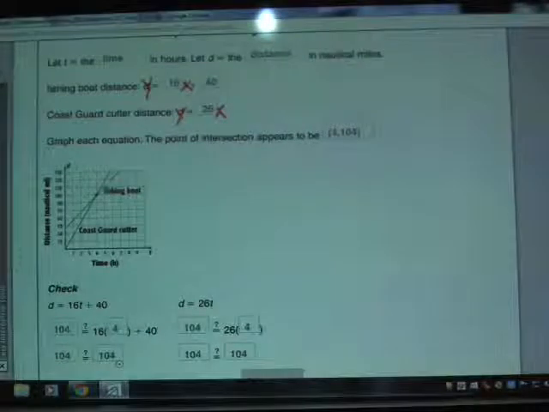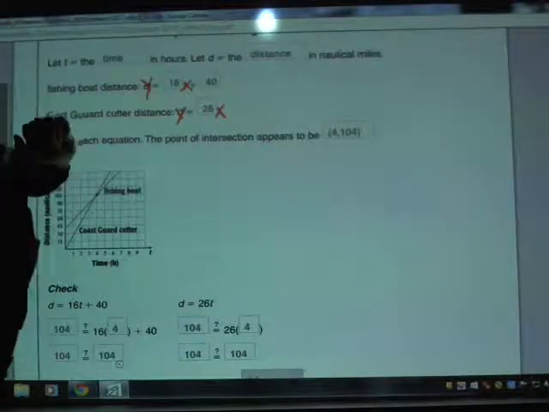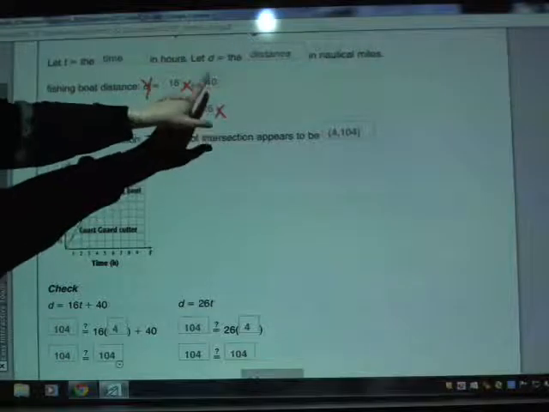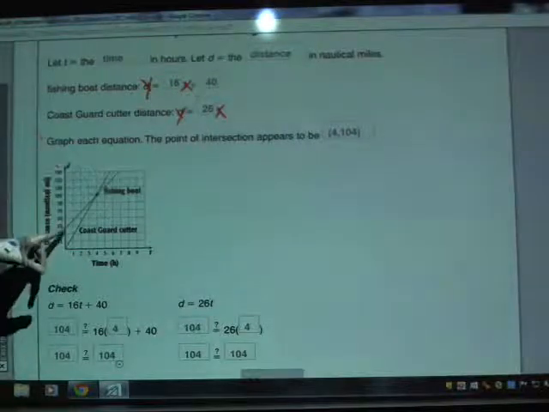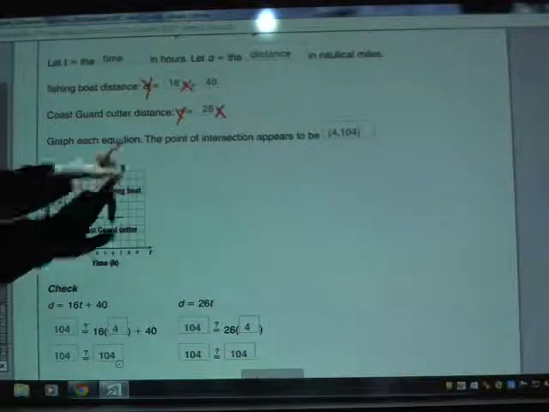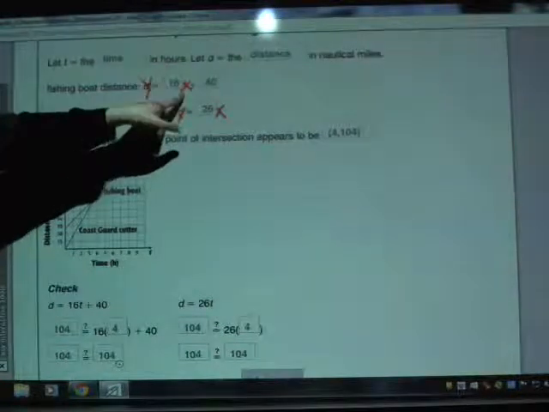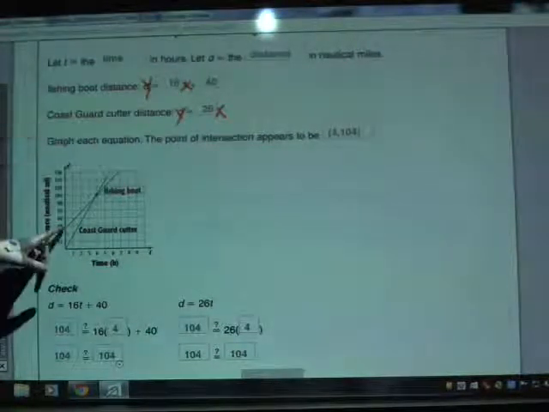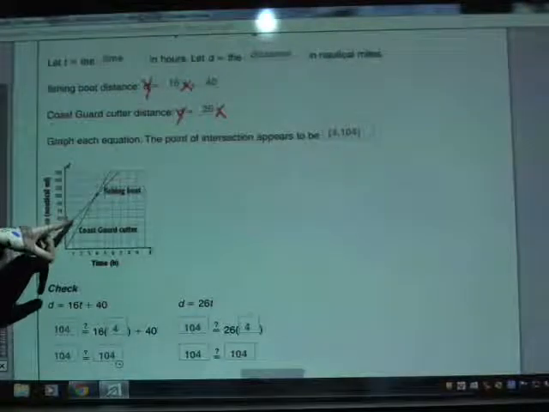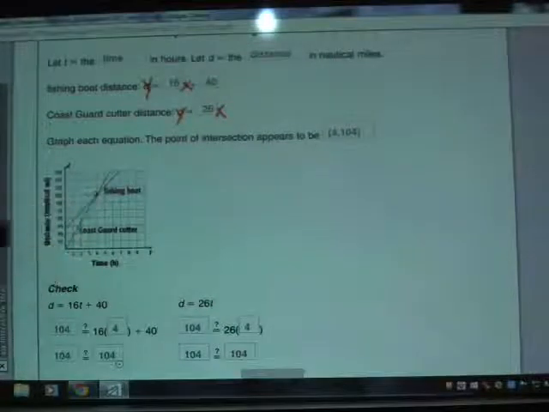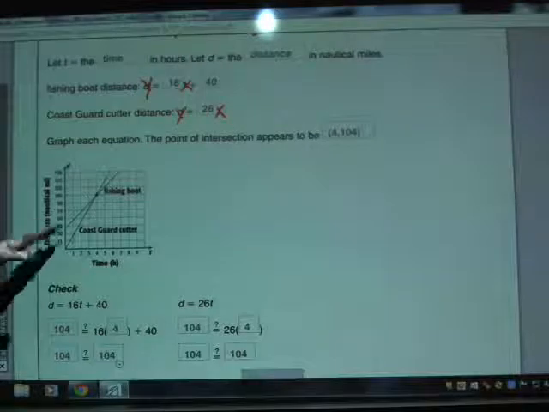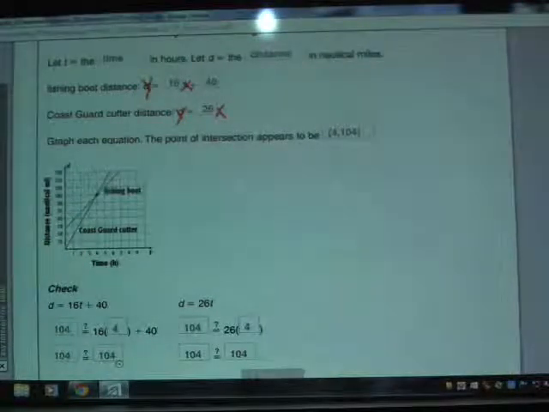As far as graphing these, you can graph these in any way you want. I want to graph these in slope-intercept form. Start off with this fishing boat, 16x plus 40. The number at the end here tells me the y-intercept of this line, 40. So I put a dot at 40. Then my slope here is 16. Slope of 16 is the same as 16 over 1. So from this point, I'm going to go up 16 and right 1, put a dot. And you can keep going up 16 and right 1, up 16 and right 1, as many times as you need to. And we'll connect those points with the line.